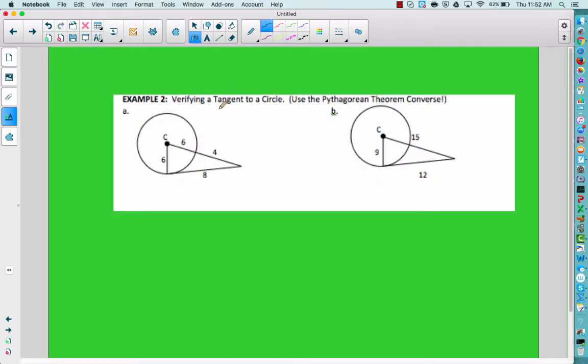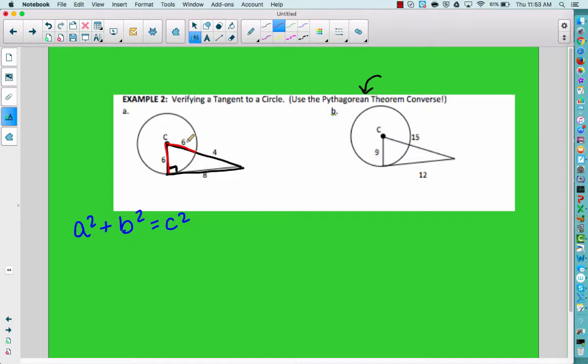Example 2, it says verify a tangent to a circle. Verifying a tangent to a circle. We're going to actually be using the Pythagorean Theorem converse. So here you might see that this line right here is a tangent, and this is a radius. So I want to verify that it is actually a tangent to the circle. So if it were a tangent, then those would have to be perpendicular, which would mean that this whole triangle would need to be a right triangle. In order for me to tell if it's a right triangle, then a squared plus b squared has to equal c squared. All right, well, one thing you might notice is this is a radius, and this is a radius.